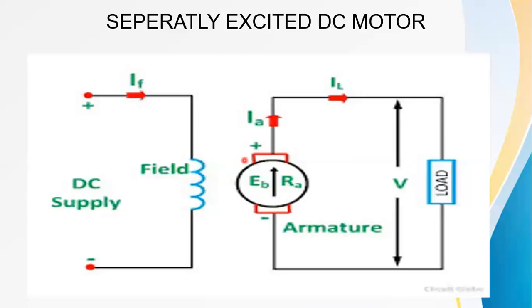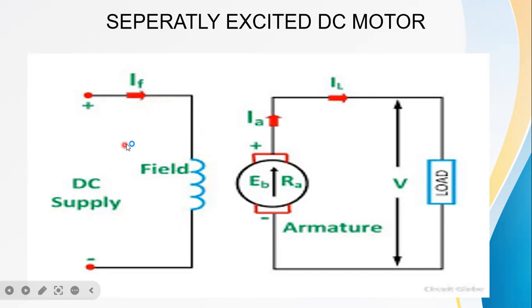A separate external DC source is required to excite the field winding and also the armature winding of the DC motor. That's why it is called a separately excited DC motor. The field winding is fed from the DC supply, so the field voltage is constant, and that's why the field current is also constant. Field voltage is constant, field current is constant.